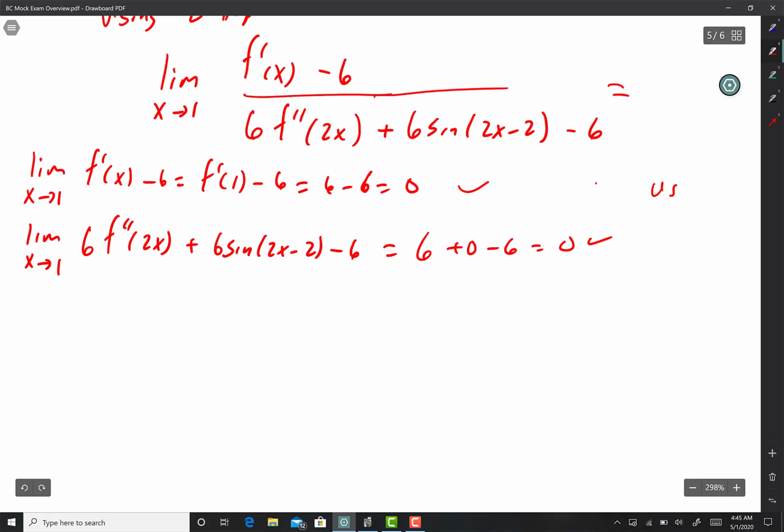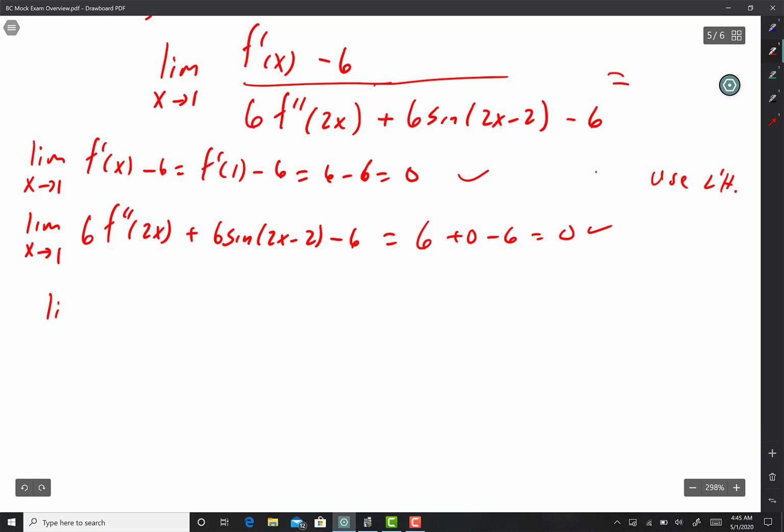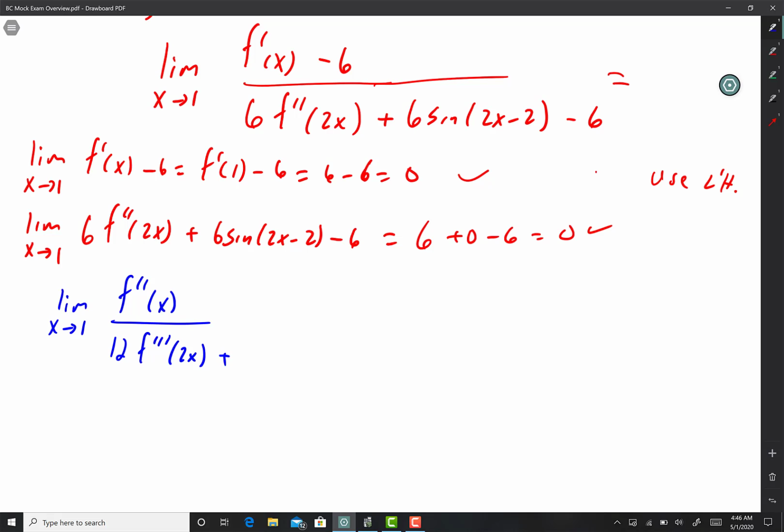So we're going to use L'Hopital again. So here we go. One more time. Limit, and you know what? I should probably color code all the different times. So we've done it twice already, guys. Limit as x approaches 1. So f prime prime of x over, so again, chain rule, 6 f prime prime prime of 2x times 2, so that's going to be 12 f prime prime prime of 2x. Let's see, plus the derivative of sine is cosine, and then times 2 because of the chain rule, plus 12 cosine 2x minus 2.